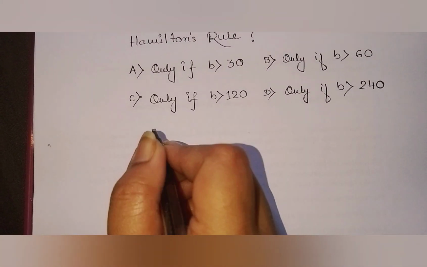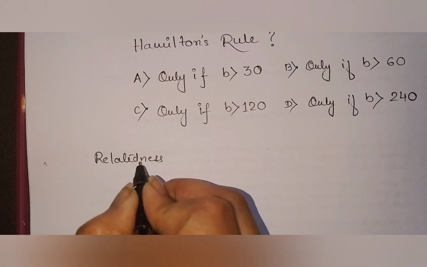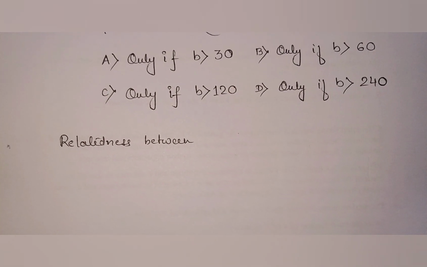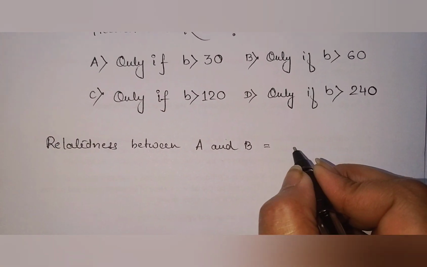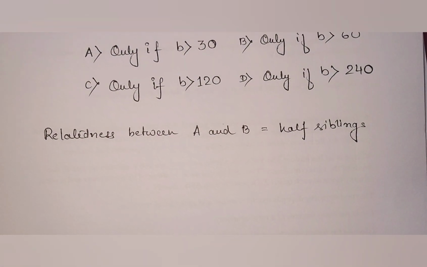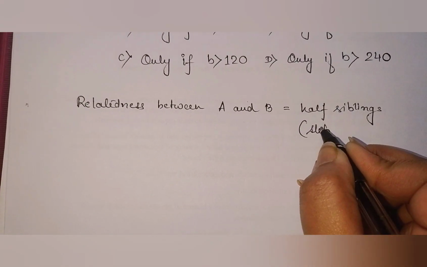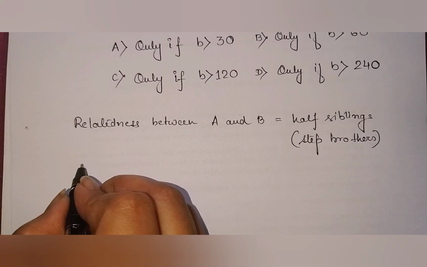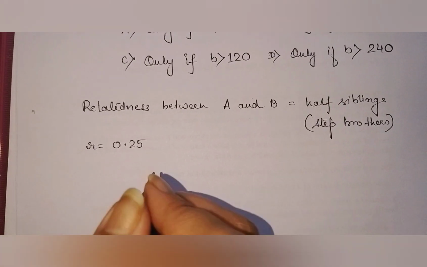So again see, relatedness between A and B. What is that? They are half siblings, right? They are half siblings. Now see, half siblings, that is what? Step brothers. When they are half siblings, for half sibling R was equal to how much? You must keep these in mind. Correct? Now if we put these values, you see R is this.